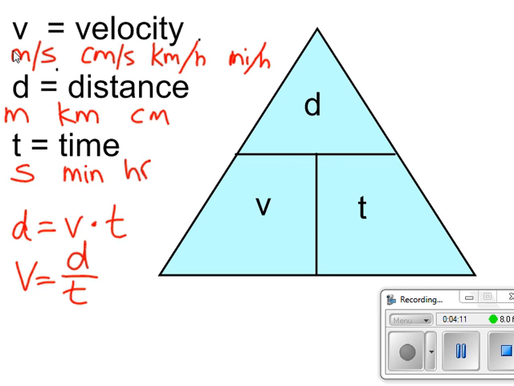Now finally, if the two variables that I'm given are distance and velocity, and I need to figure out how long it took the object to get where it was going, I'm going to cover up the T for time because that's what I'm trying to solve for. And then I'm left with the distance on the top and velocity on the bottom. And if that were a math equation, it would be a division problem. So my equation here would be time equals distance over velocity. It's exactly how it looks in the triangle.